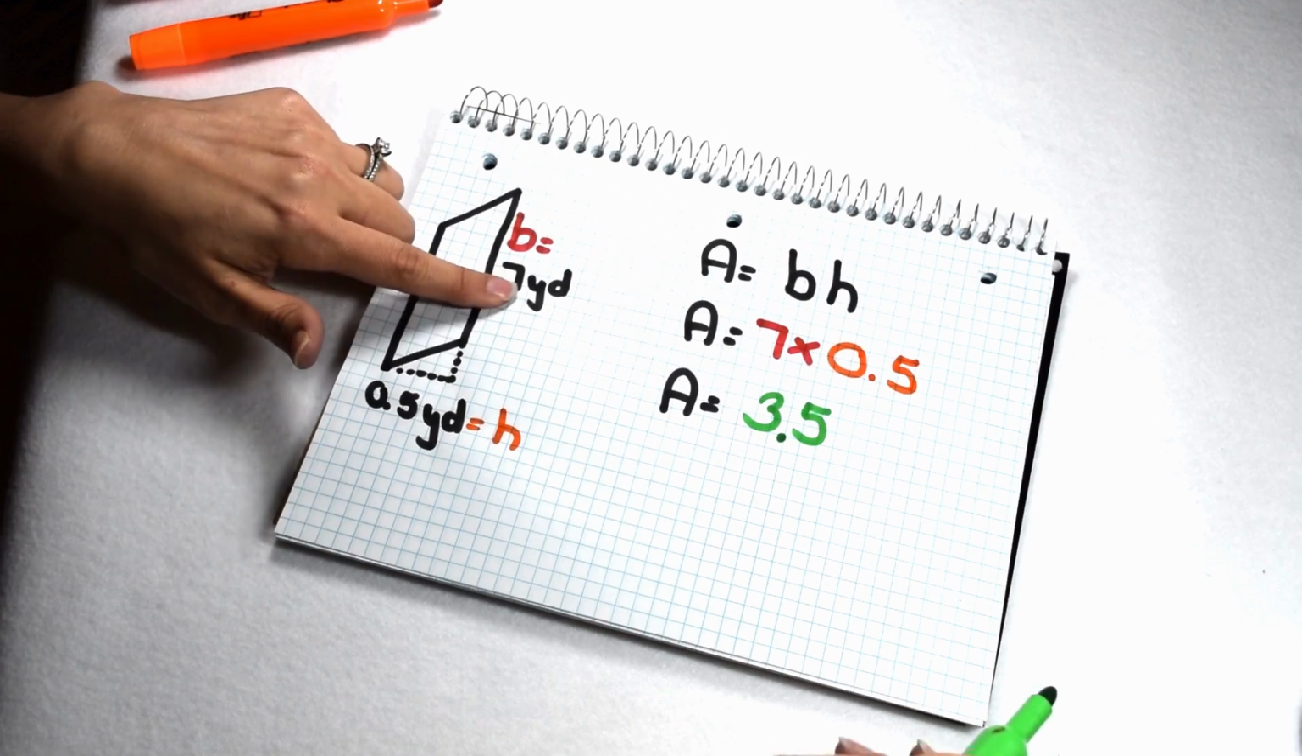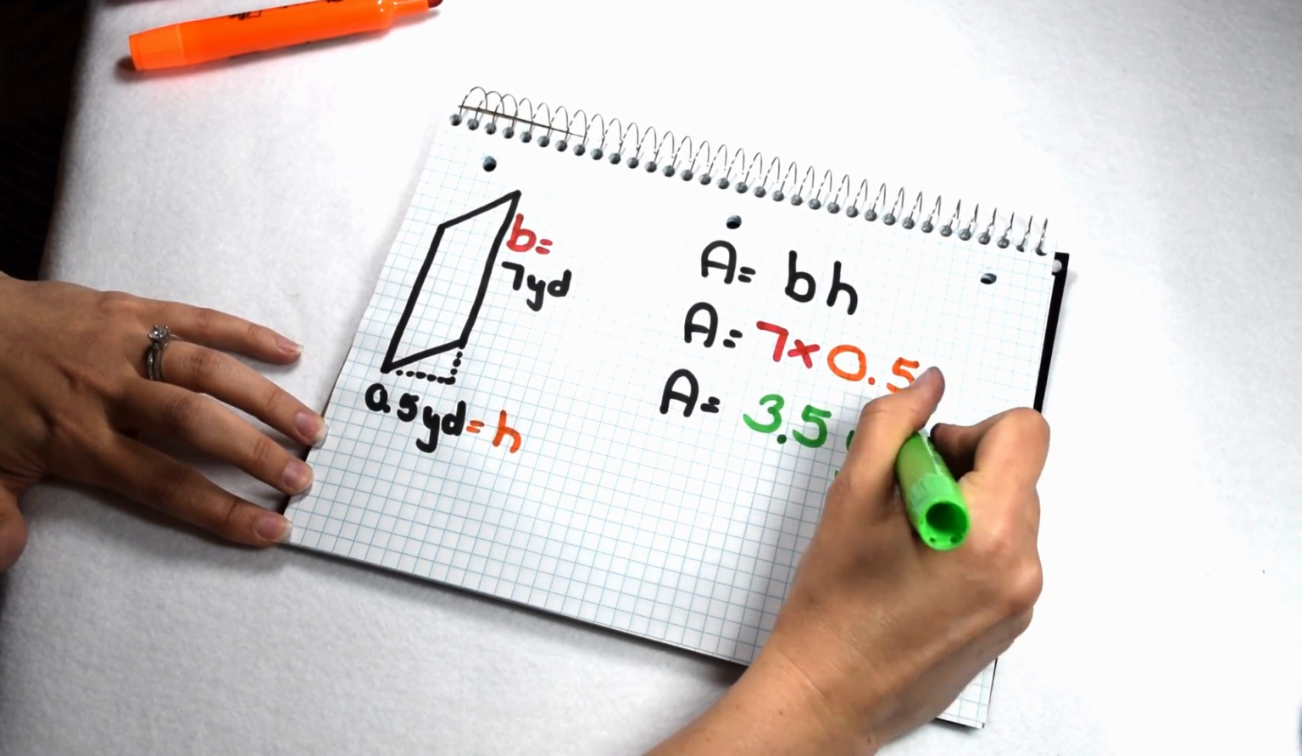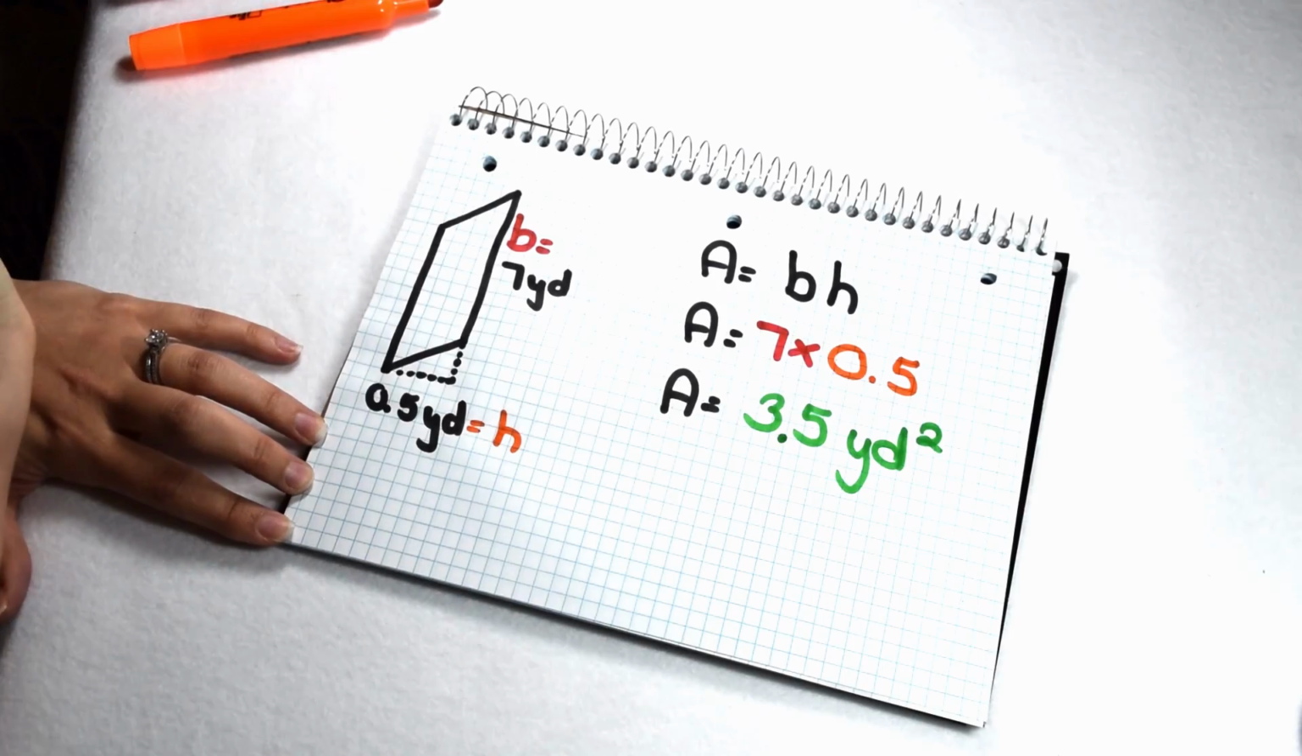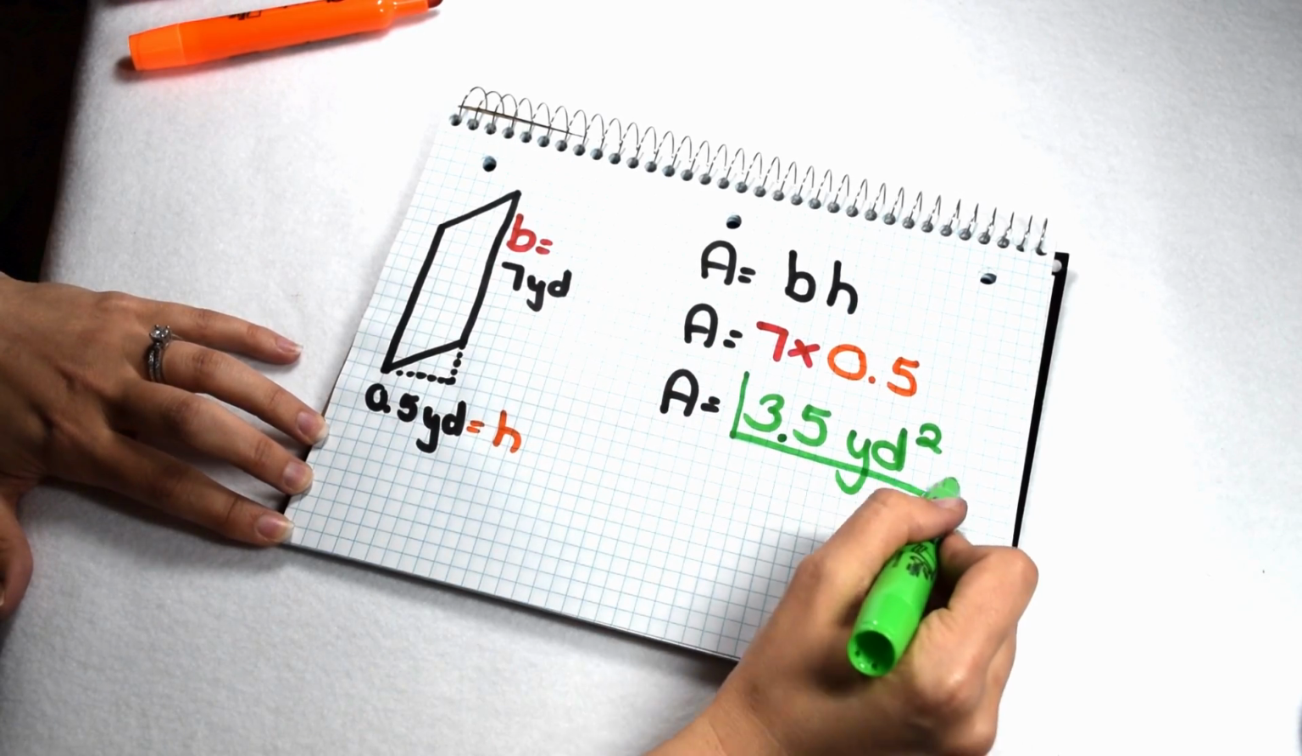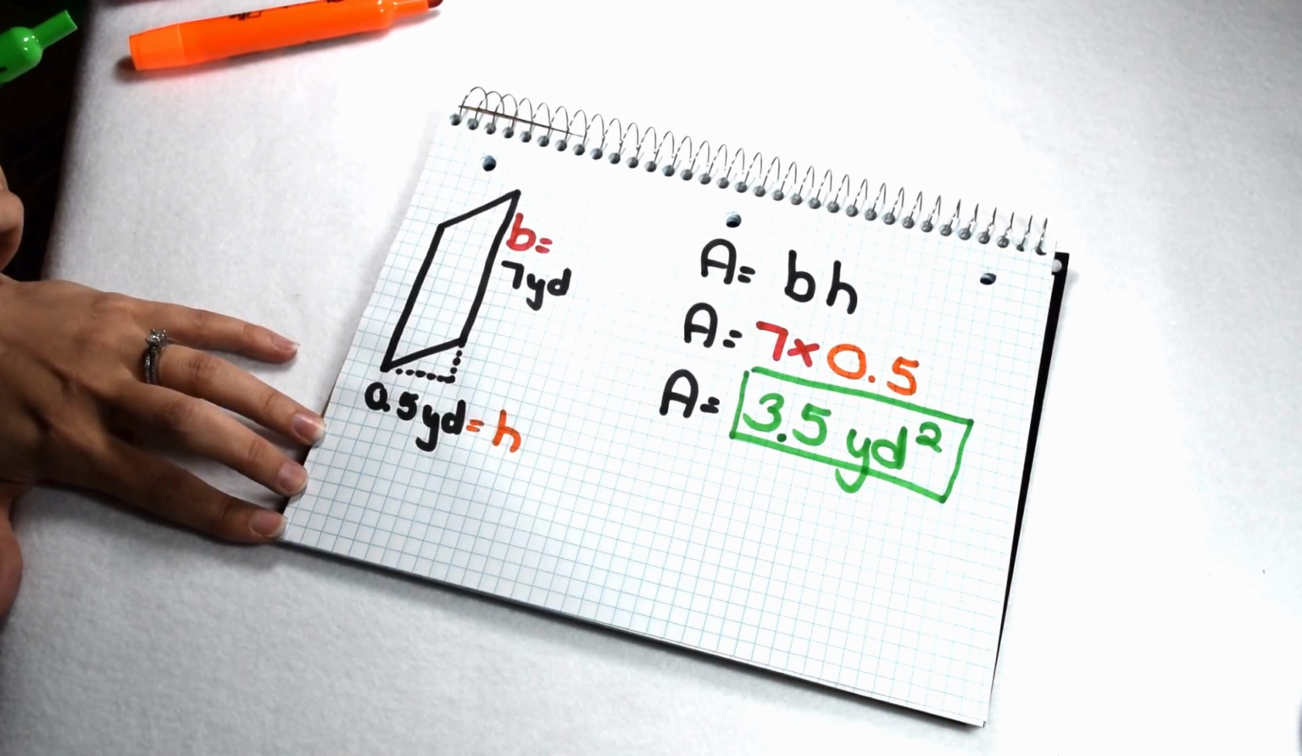Since my figure is measured in yards, my area needs to be measured in yards, and area is always measured in square units. So my final answer for area of my parallelogram is 3 5/10 square yards.